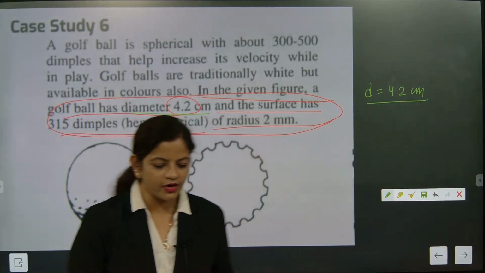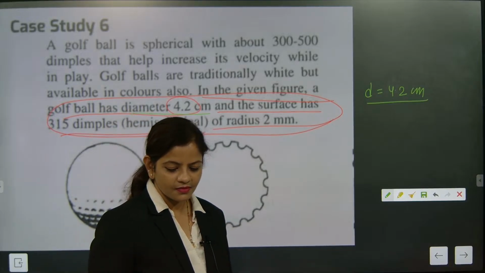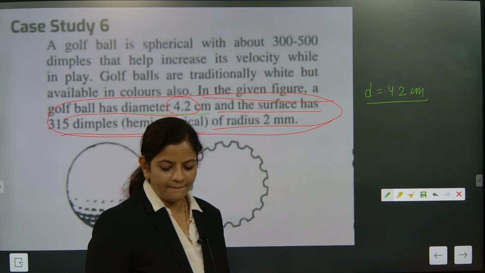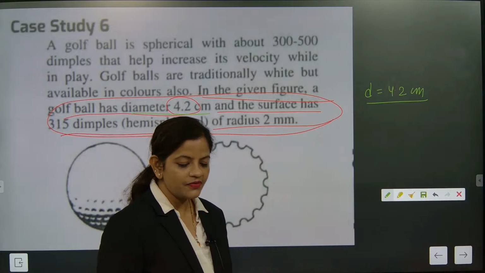4.2 centimeter. Porni, good evening. Shall we start work?